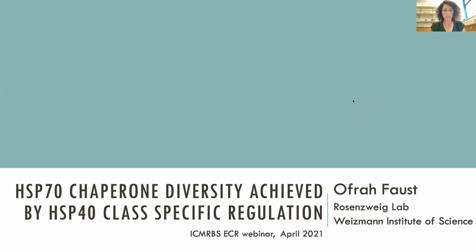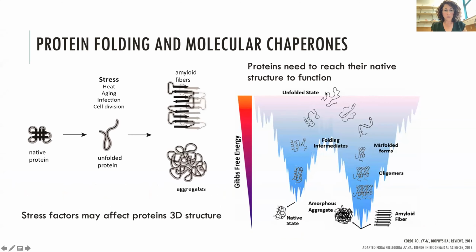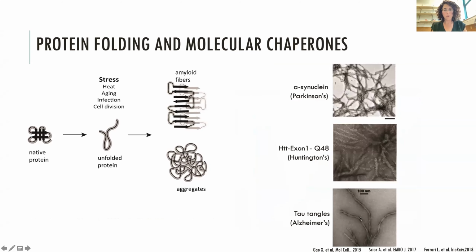I'd like to start with something that we are all familiar with, which is the fact that proteins need to fold in order to reach their native structure and to function, well, at least most proteins. But upon different stress conditions, a protein can get unfolded and then can adopt a different pathway, leading it to form these amorphous aggregates or even these amyloid fibers. And you can see from this energy landscape that these amyloid fibers are very stable, they're very low in energy. And the problem is that they're linked to a number of neurodegenerative diseases. So you can see some examples here on the slides.